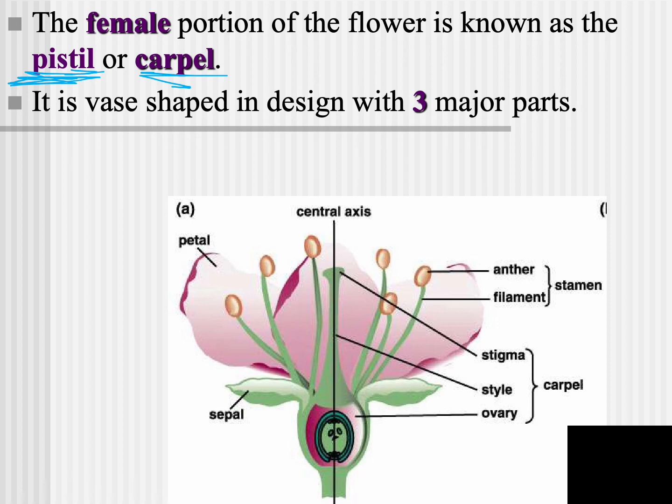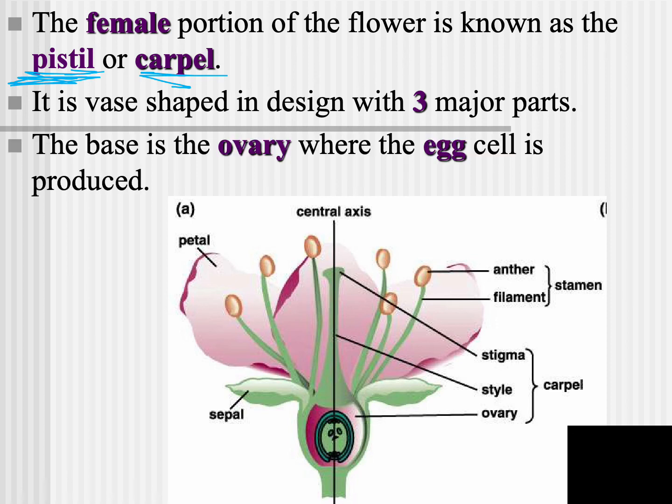The pistil or carpel has 3 major parts in general. The 3 major parts are the stigma, which is what we call the pollen landing pad. And you have the style, which is this long skinny part here. And the ovary, like humans again, they have ovaries like we do. So they have 1 ovary. Most females have 2 ovaries.